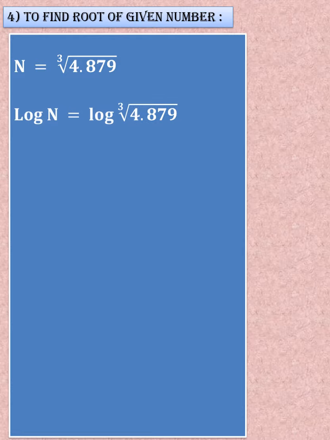Now, same as before, take the log on both sides of the given number, then use the rule. First, the cube root can be written as the 1/3 power. If suppose instead of a cube there is only a square, then you can write it as 1/2.